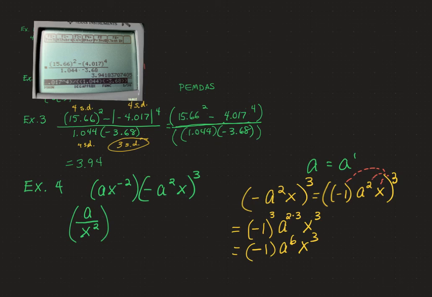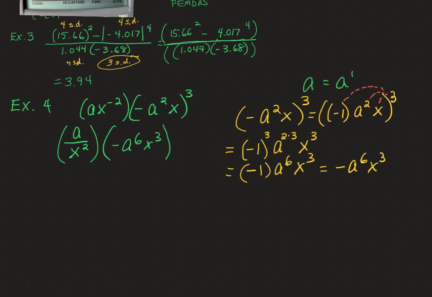Well, why bother going to the trouble of writing that negative 1? Why not just write it negative a to the 6th x cubed? Yeah, I like that. So that is what is happening inside the parentheses. But we are not done. We're multiplying by a fraction, so let's prepare to do that multiplication by putting our second set of parentheses, or changing it into a fraction as well.